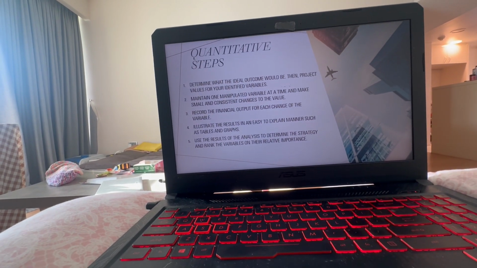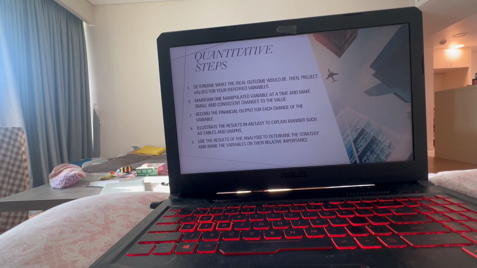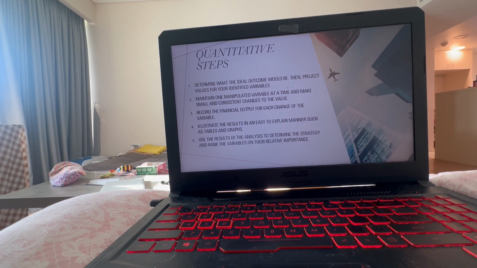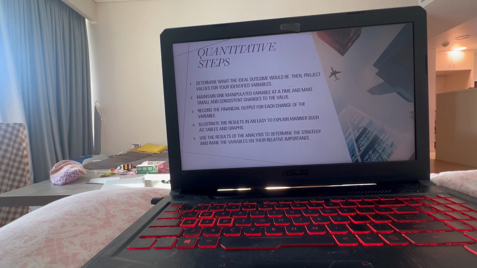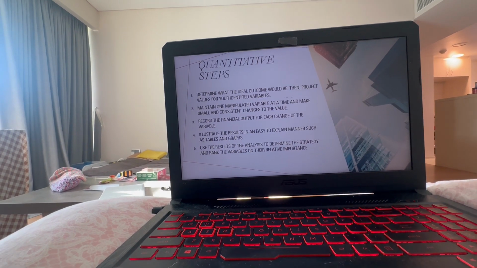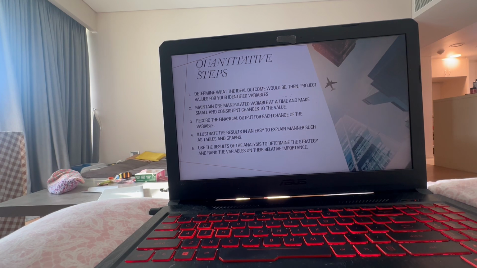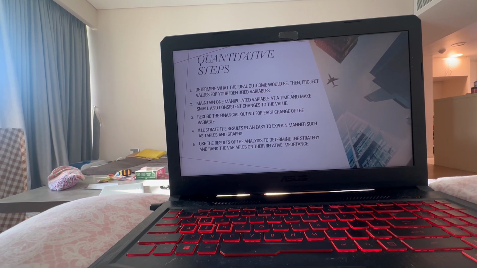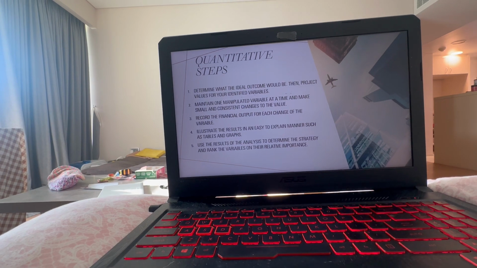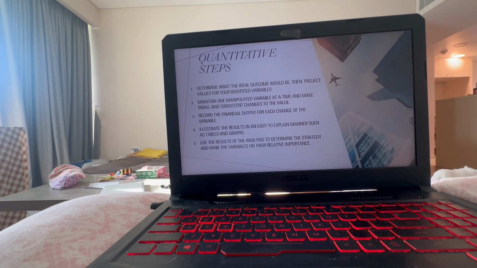So for the quantitative steps, this is going to be determine what the ideal outcome would be, then project values for your identified variables. Maintain one manipulated variable at a time and make small and consistent changes to the value. That's really the application of the scientific method. You only want to manipulate one variable at a time, because the second you start manipulating more than one variable, you don't have the correct control.